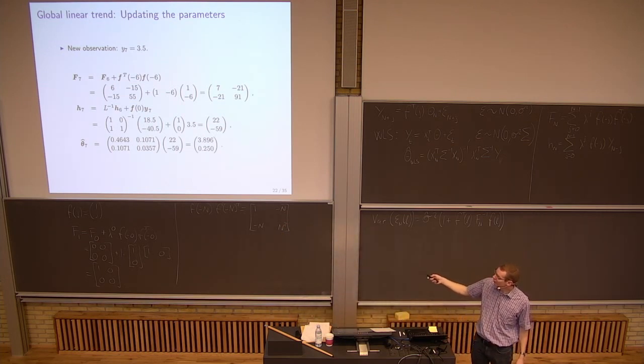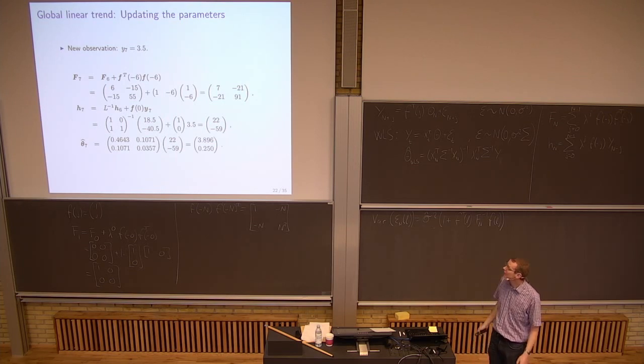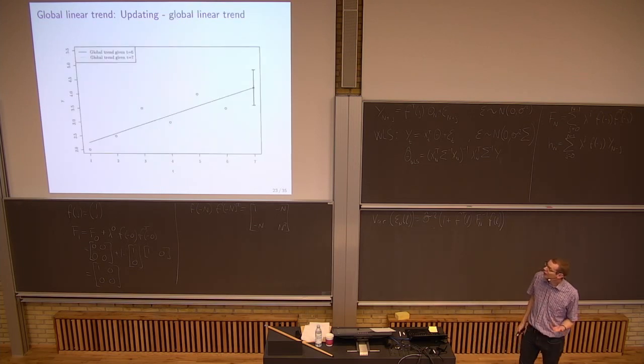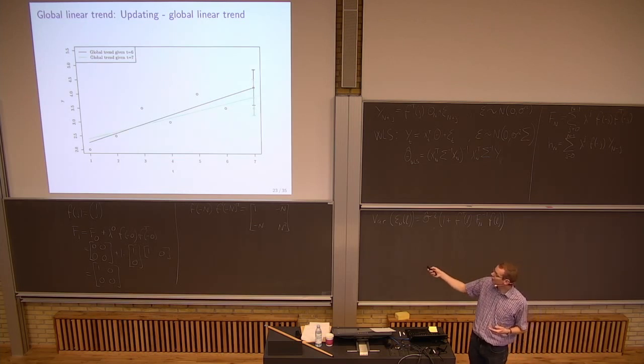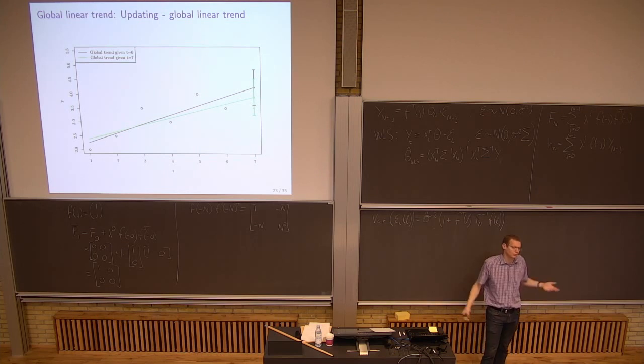H, of course, involves the observation, and we can get a new estimate. If we now take, this was what we had before, given t equals 6, and now we got the observation of 3.5 here, and then we can update. We actually saw that the observation that we got was just outside the 90% interval. That's okay. We should expect 10% of observations to be outside.